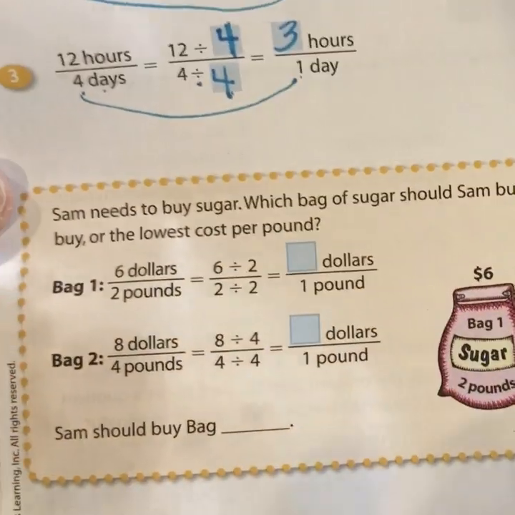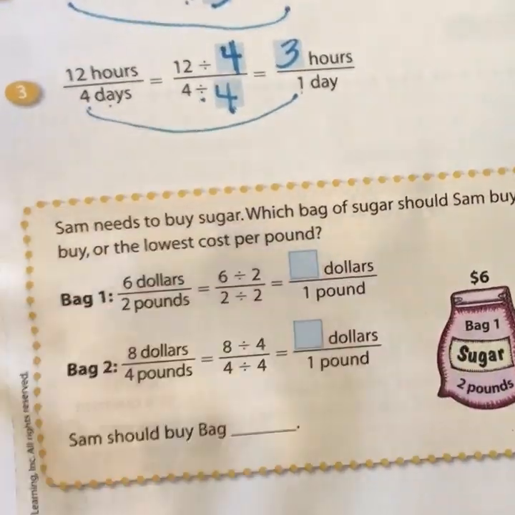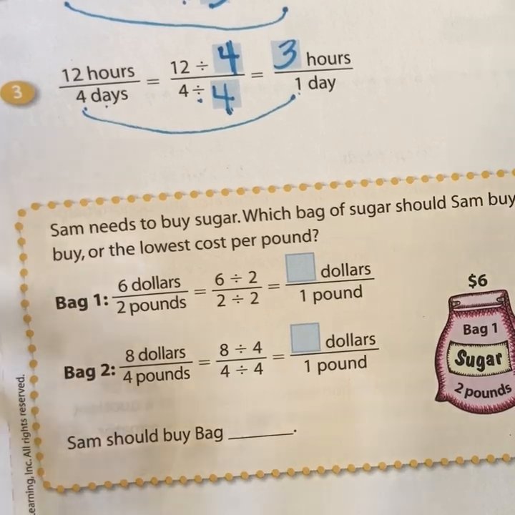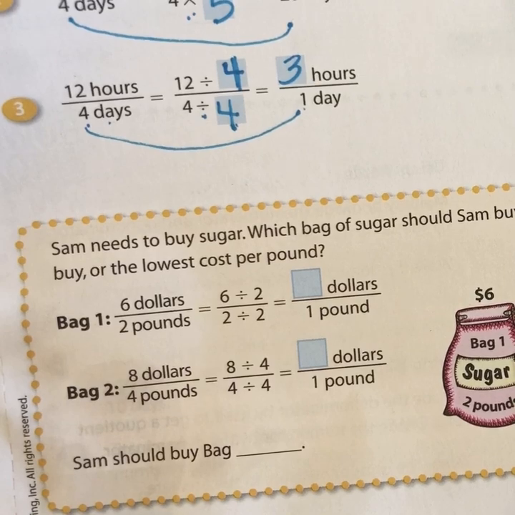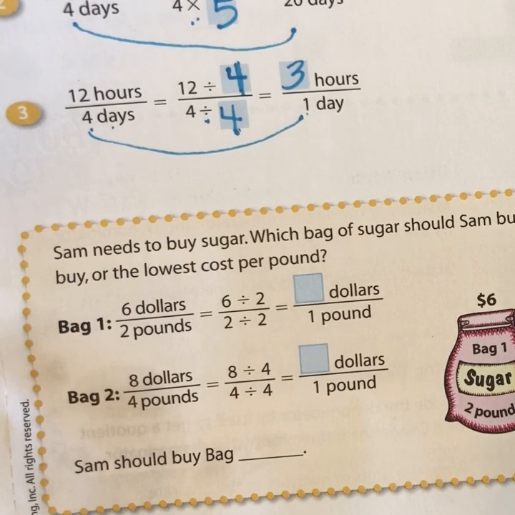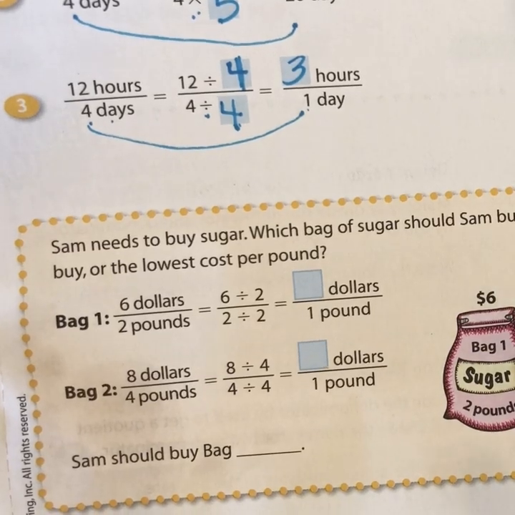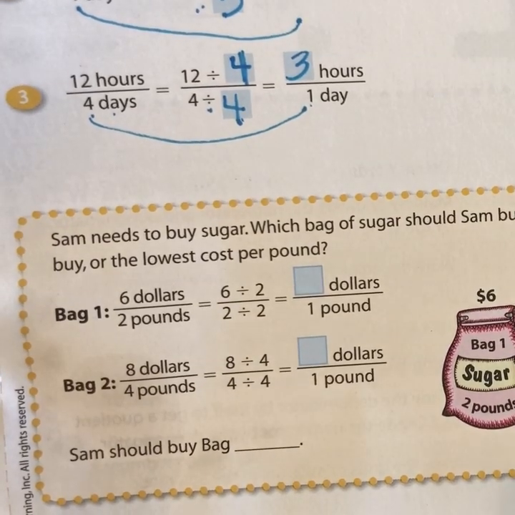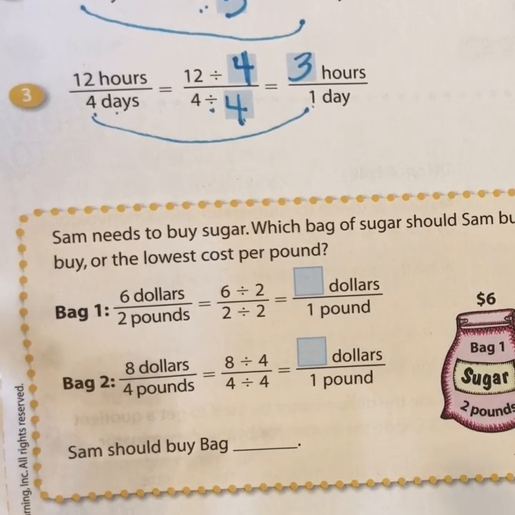We are going to do build the concept because this is a really good example. It shows you a visual here. It says Sam needs to buy sugar. Which bag of sugar should Sam buy to get the better buy, or the lowest cost per pound? This was the example that I told you about. That's really great to know if you're at Costco or grocery shopping at Kroger and you need to know what is the better buy.